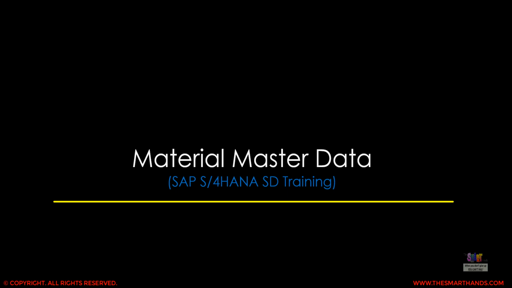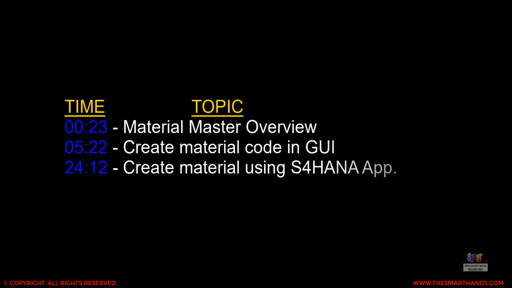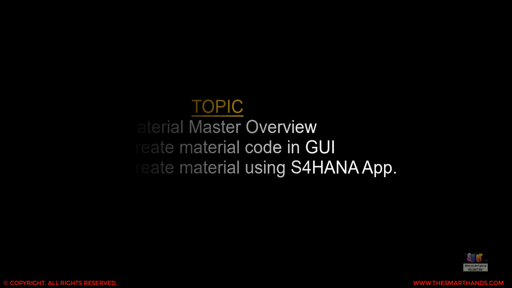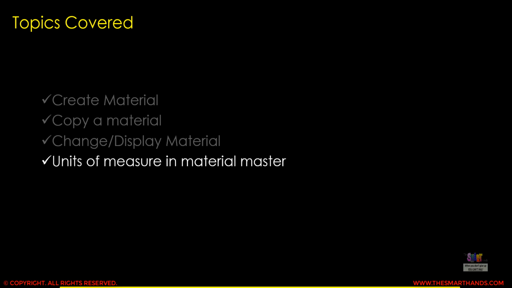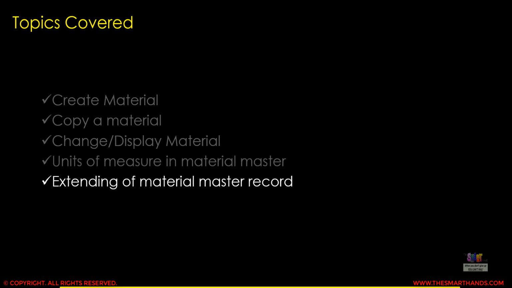In this lecture, we're going to learn about material master data. The topics will be covering how we can create a new material, how we can create a new material by copying from another material, how we can change and display material. We'll also talk about the units of measure that we can maintain in the material master record, and also we'll see how we can extend a material from one plant to another plant, or from one sales organization to another sales organization.